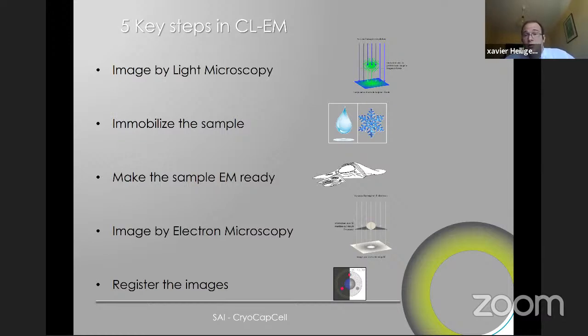And finally, you need to register the images, or at least understand where your fluorescent signal is going, knowing that you have a difference in scale, which is significant in some cases. So all these steps are important, but what you need to know is that basically here, this light microscopy could happen before the immobilization or after.